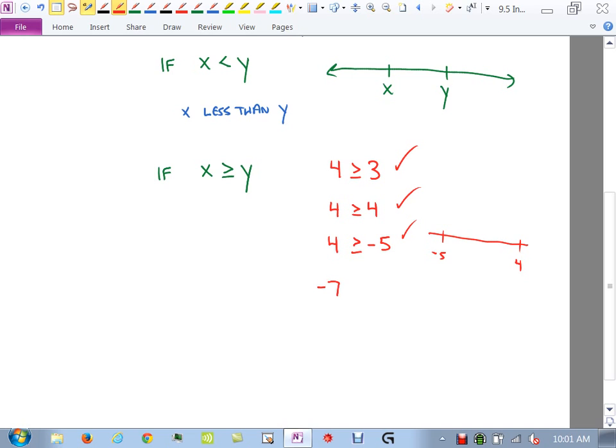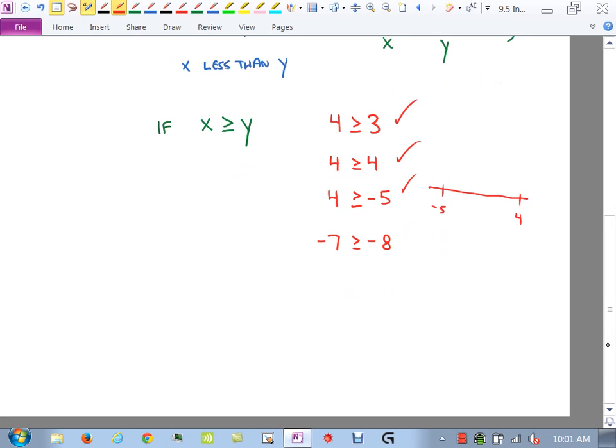How about this? -7 greater than or equal to -8. True or false? True, because you have to look at the number line. -7, well, here's 0, right? -7 is here. -8 is next to it, isn't it? So when you're on the number line, as you count negative, you go to the left. So -7 is to the right of -8, so it is bigger. So that's true also.